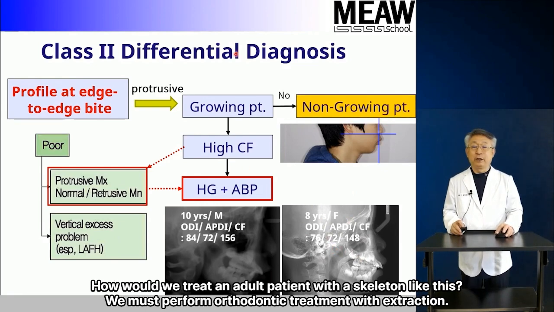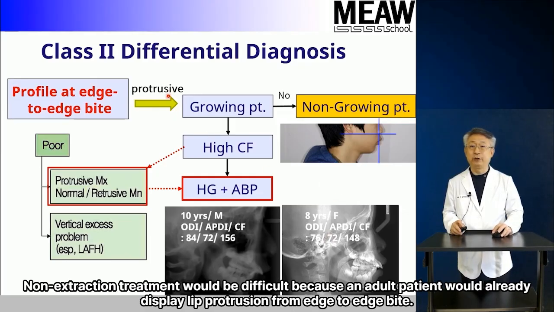How would we treat an adult patient with a skeleton like this? We must perform orthodontic treatment with extraction. Non-extraction treatment would be difficult because an adult patient would already display lip protrusion from edge to edge bite.